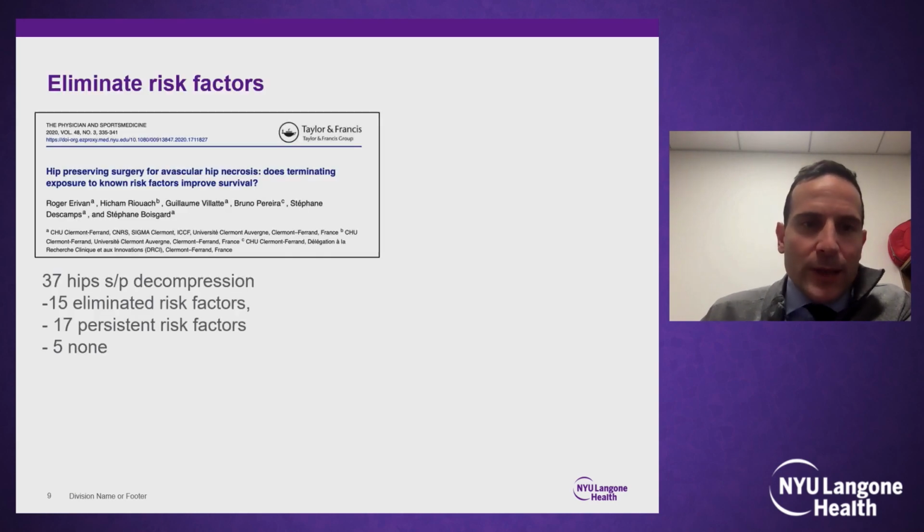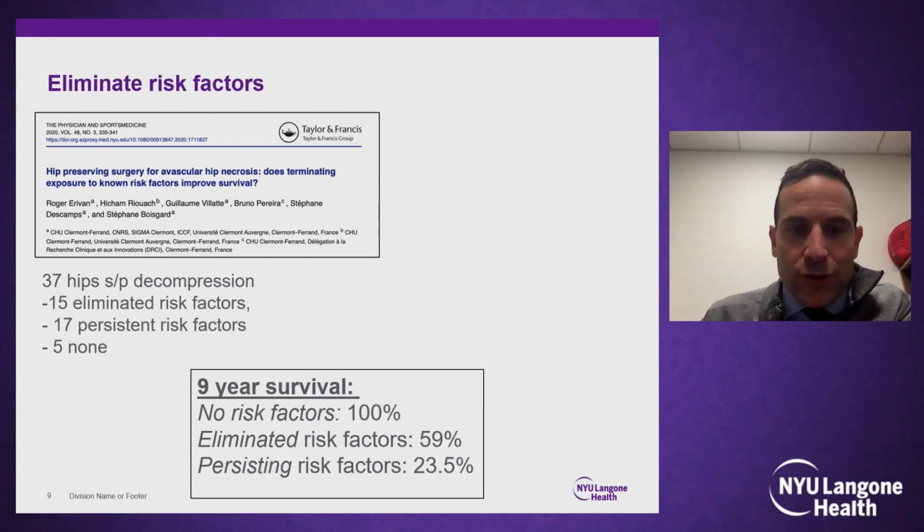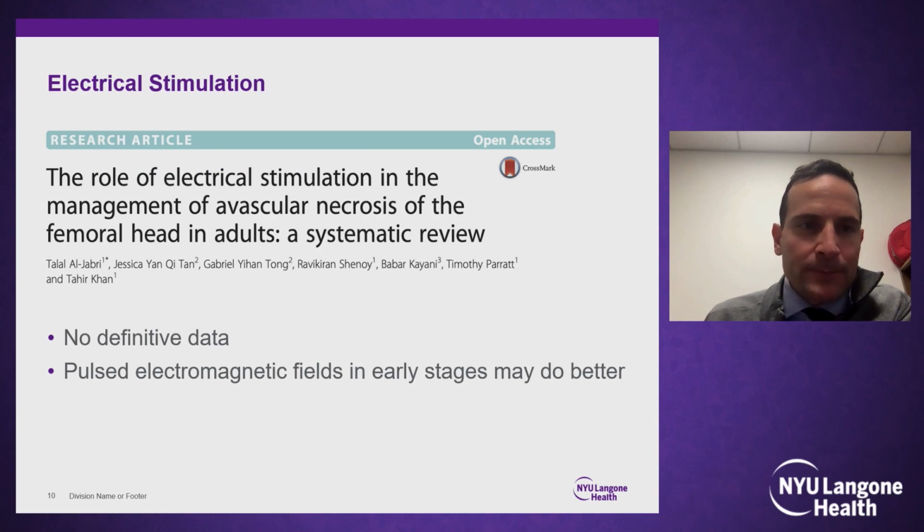So what about treatment? There's a few things that are out there. Of course, we can eliminate the risk factors. Here's a paper that showed significant differences. At 9 years, if the patients had no risk factors, 100% of them did well. If you eliminated the risk factors post-treatment, 60% of them survived. But if they had persisting risk factors, the vast majority of them, almost 80% of them, ended up with a total hip.